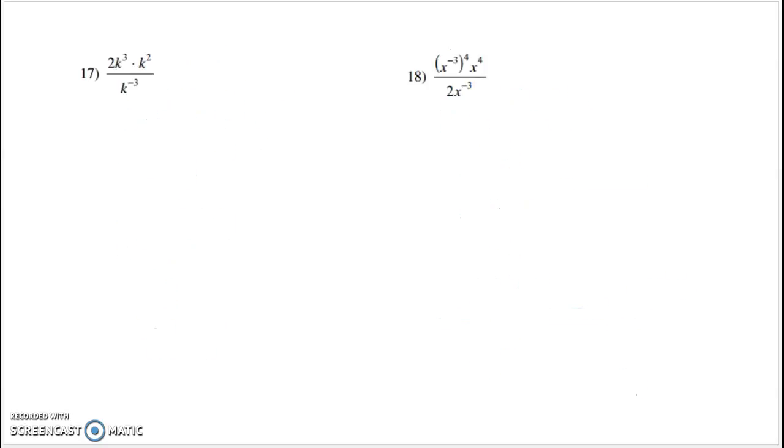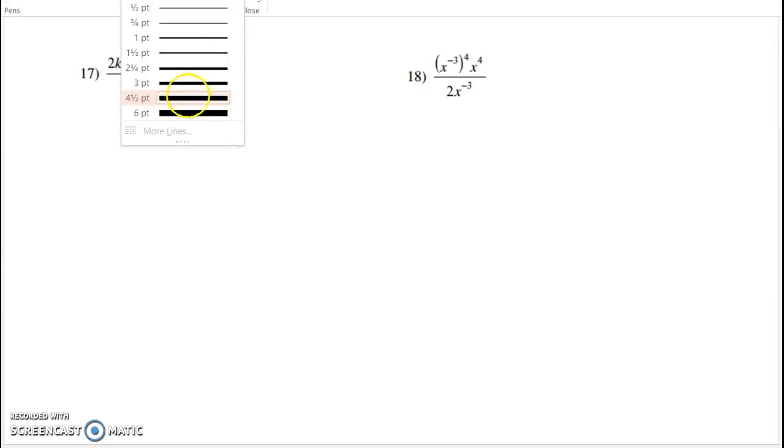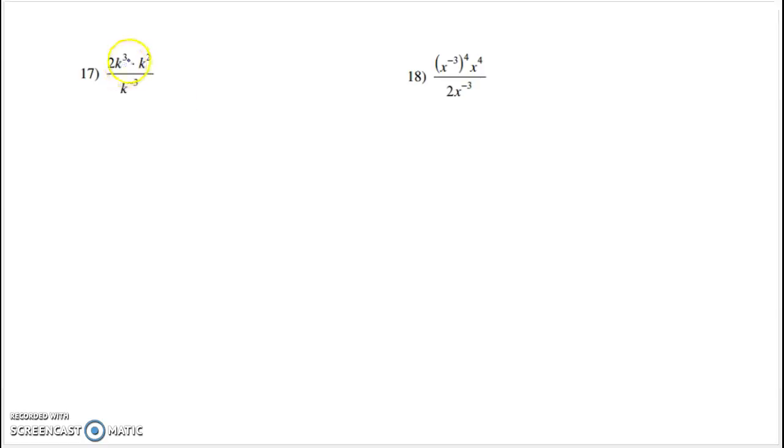Here are a couple more, number 17 and 18, and I'm going to multiply these k's, so I get 2k to the 5, and I'm going to move this k to the negative 3 up to make it positive, so I've got k to the positive 3, and then when you multiply these, you just add them, so I've got 2k to the 8.